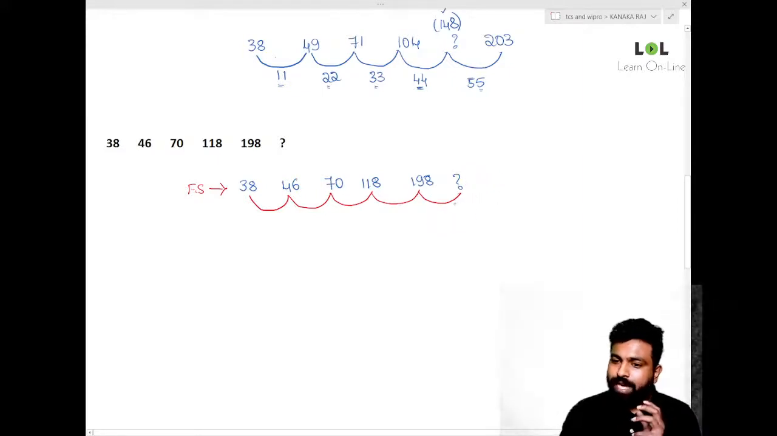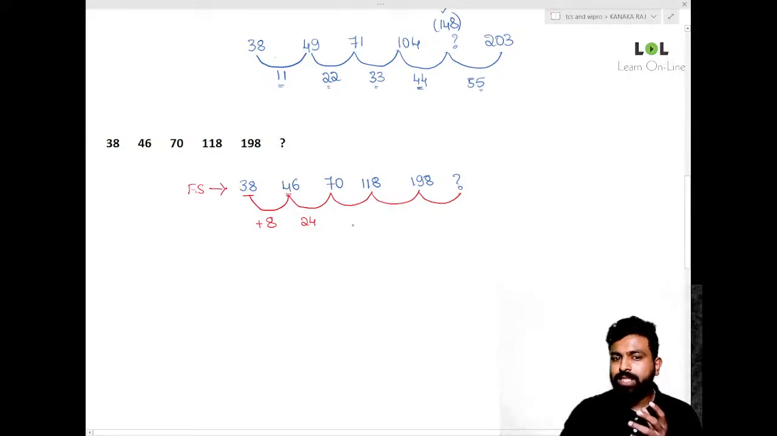Did you join in late? No, okay, you have joined in earlier. So you know it is a difference series. So as soon as you get to know it is a difference series, what is the first thing you'll do? You start taking the difference. What is the difference between 38 and 46? The difference between 38 and 46 is 8. 38 plus 8 gives you 46. Now 46 and 70, what is the difference? 46 plus 4 gives you 50. Plus 20 gives you 70.